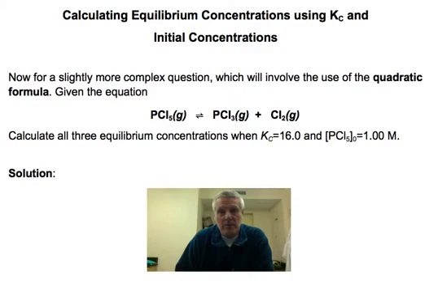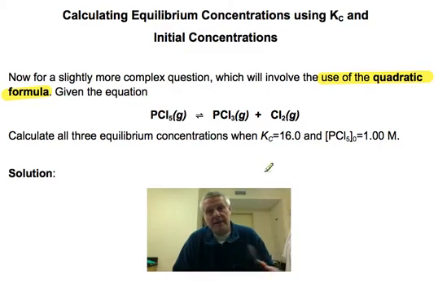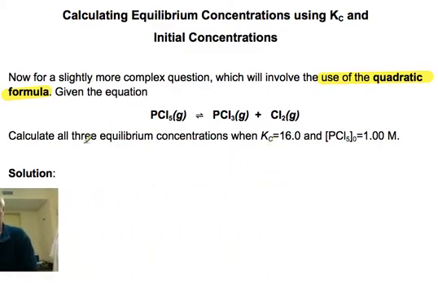Anyway, here we go, second calculation dealing with determining equilibrium concentrations given a value of K and initial concentrations. The difference here is that you're going to have to use the quadratic formula. I think you're familiar with it, and there's no two ways around it, so once you've identified that you need to use it, just get your handy dandy calculator and do things very carefully.